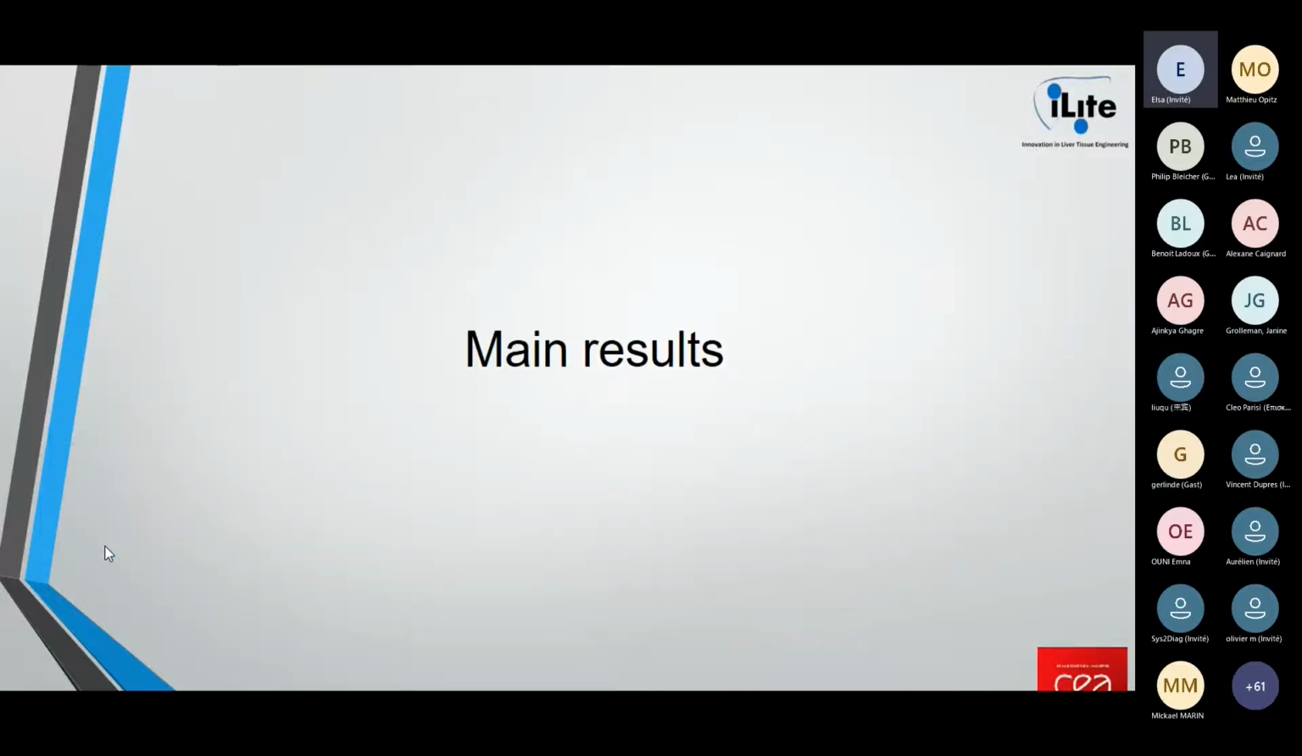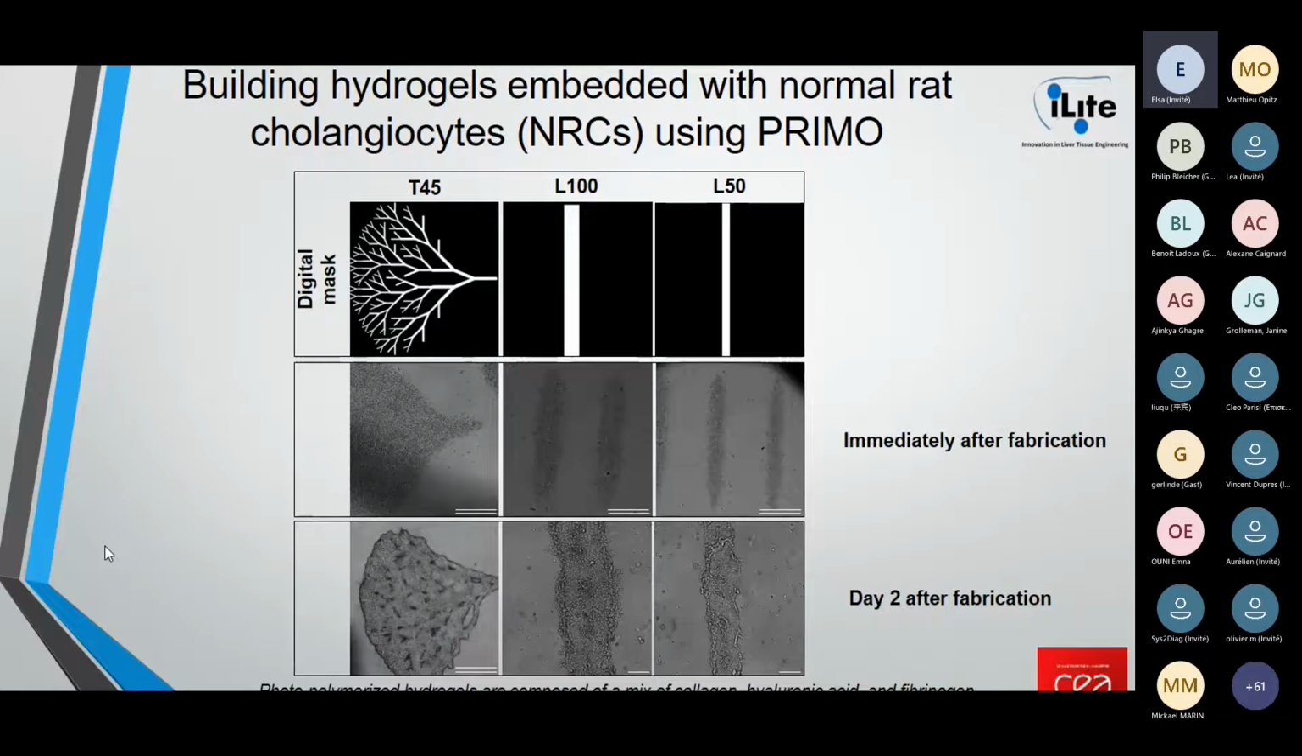So about the main results. So first, thanks to bibliography regarding cholangiocyte, we found one mix of photopolymerizable matrices that is made with collagen, hyaluronic acid, and fibrinogen, and we mix our cells, our cholangiocytes, with this kind of mixture and photopolymerize it regarding different patterns. So here you have the pattern with the trees and the pattern with the line of 100 micron and 50 micron.